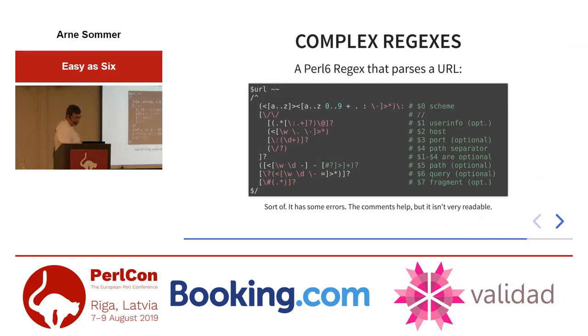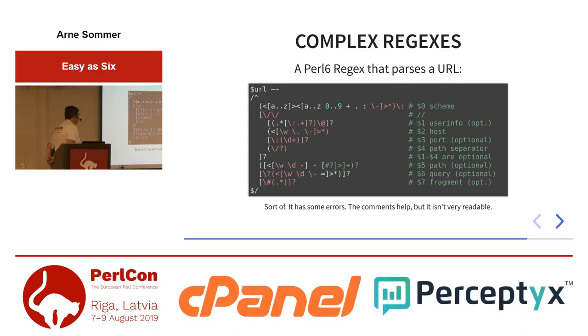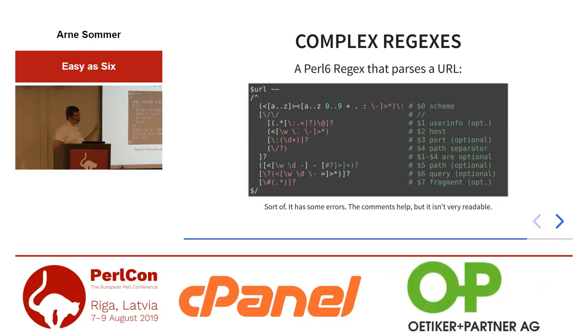A complex regex. This is a Perl 6 regex that parses a URL, or tries to at least. It has some errors in it, but well, adding comments, as done here, certainly helps a lot, but this isn't very readable. I note that in Perl 6 you can add new lines and comments as much as you want inside regexes.